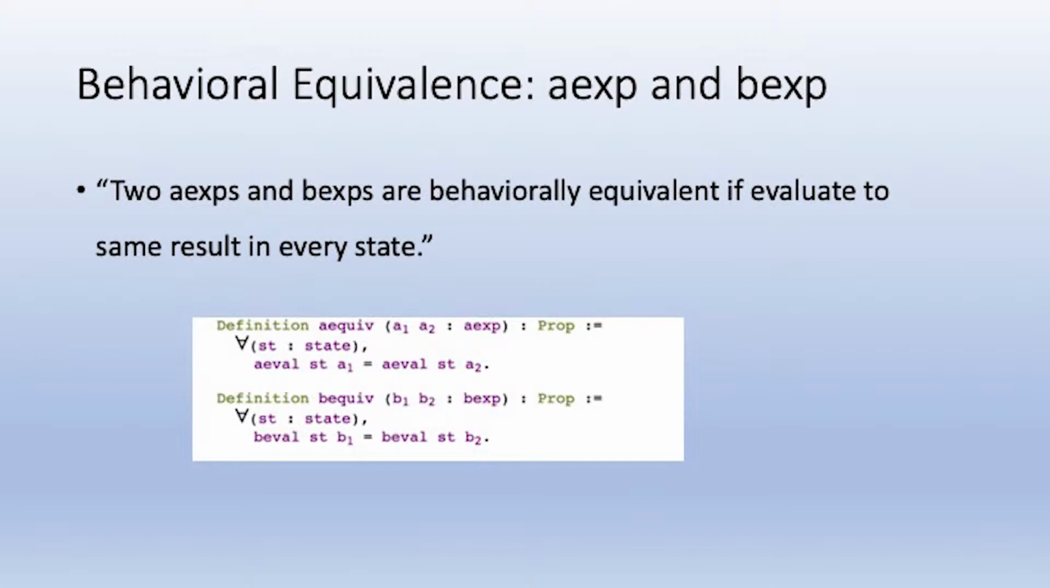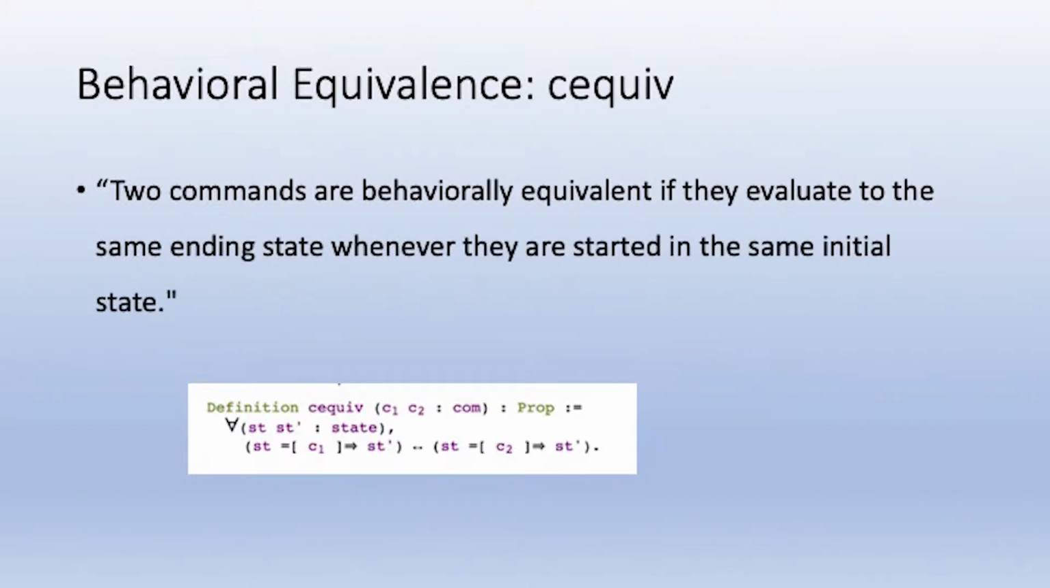Consider AEXP and BEXP. A new form of behavioral equivalence for them is this idea that two AEXPs and BEXPs are behaviorally equivalent if they evaluate to the same result in every possible state, which is formally stated in the slide. There's also the notion of command equivalence. Two commands are behaviorally equivalent if they evaluate to the same ending state whenever they are started in the same initial state.